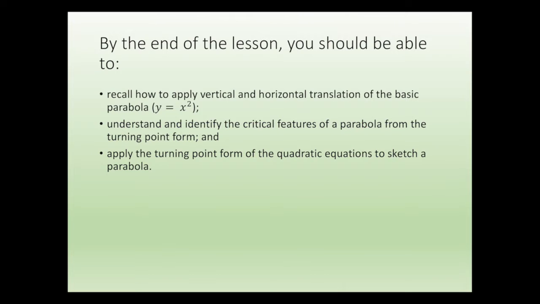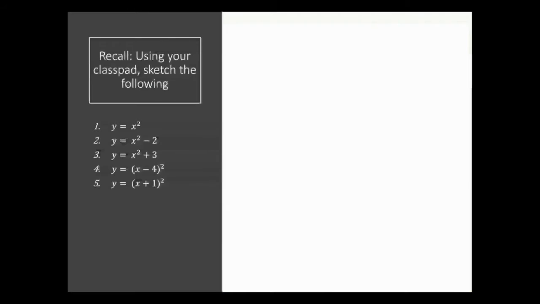Now, I would like you to take out your class pad. I want to recall what I did in the first lesson. Getting your class pad, you need to sketch the following: y equals x squared, y equals x squared minus 2, y equals x squared plus 3, y equals (x minus 4) all squared, and y equals (x plus 1) all squared. Pause the video for about 5 minutes, plot it, and then let's have a look at your answer.